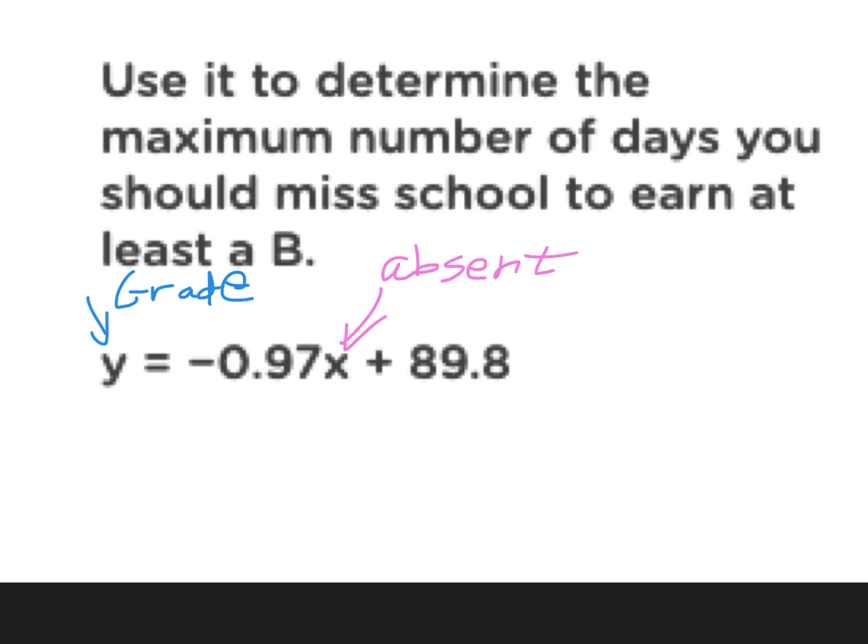That's your dependent variable. So what if you're like, man, I hate school. I want to come the bare minimum, so I'm going to miss as many days as I possibly can and still get a B. What number is the lowest B you can get? 80. So we're going to solve the equation for that dependent variable. We're going to solve it instead of y equals. We're going to solve it for 80 equals.